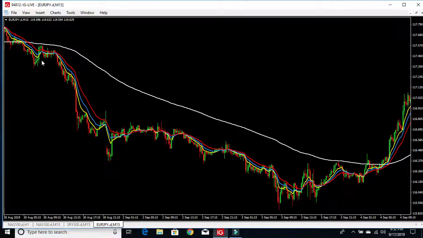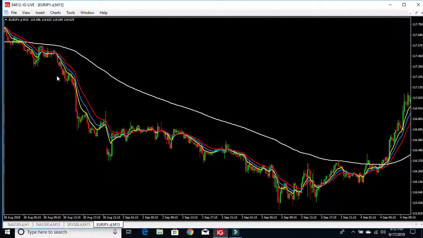So I'm repeating again, you have the 8-day exponential moving average, then the 13 exponential moving average, and then the 21 EMA, exponential moving average, crossing this 150 moving average. So you can see the graph.